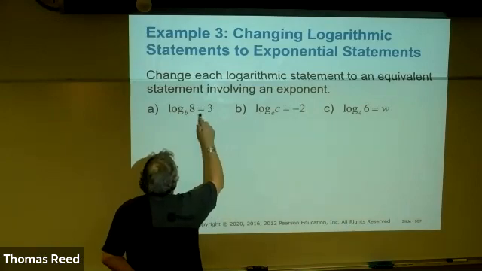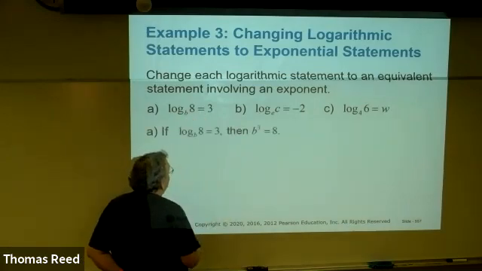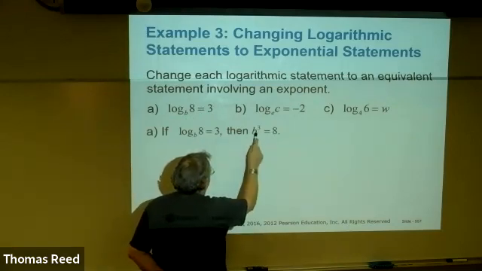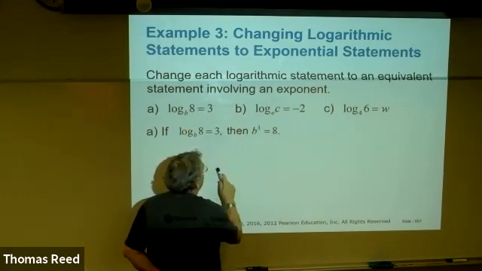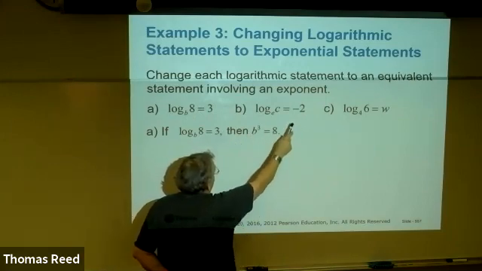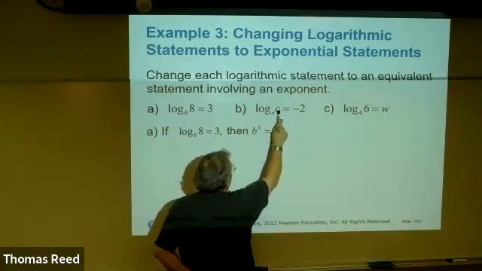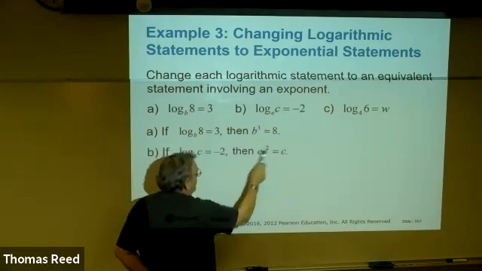Three is the exponent I put on b to equal 8. 3 is the exponent I put on the base to equal the argument. -2 is the exponent I put on the base to equal the argument. So e to the -2 will equal c.